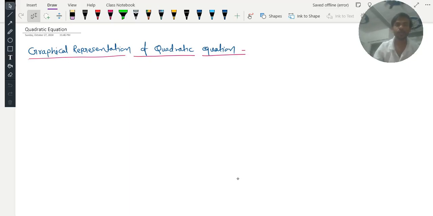In the last class, we discussed the nature of roots and the condition for common roots. And in this class, we will discuss the graphical representation of a quadratic equation.